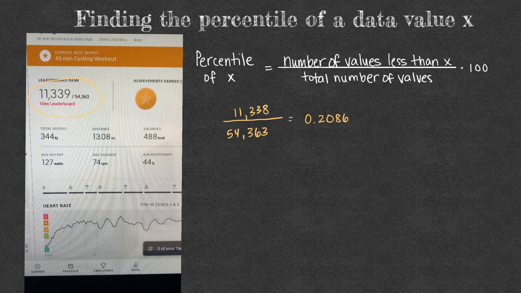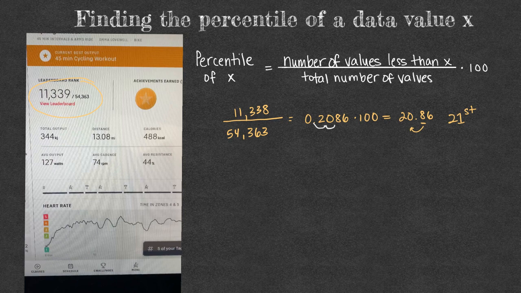When I use a calculator to perform this division, I get the decimal number 0.2086. Now, I want to go ahead and multiply this by 100, and what that will do is bring this decimal over 2 places. And so now what I have is 20.86, and I'm going to go ahead and round that to the nearest ones position. Because this 8 is bigger than 5, it means I'm going to round this 0 up 1. So I'm going to round this up to 21. That means that my output for that ride put me in the 21st percentile.